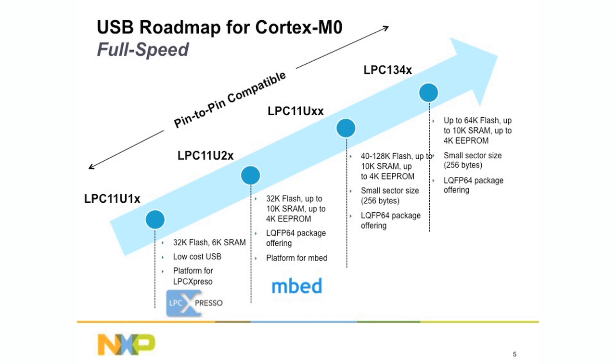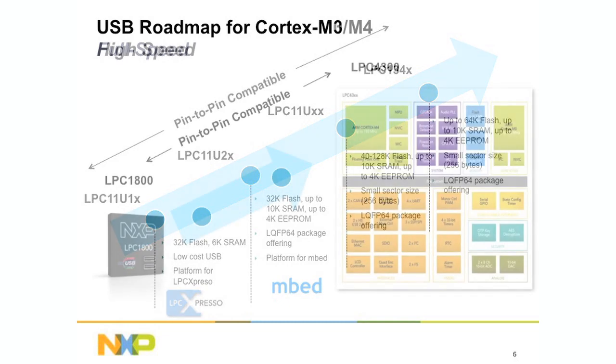Small sector sizes. Traditionally, if you look at our parts, like the ARM7 parts, to erase a sector, you have to do a complete 4K erase and then write. But now you even have the option of doing a smaller block, which is 256 bytes. So you can do E2 emulation with the on-chip flash. So that's how it's panned out. We have the 11U series and the 134X, pin-to-pin compatible.